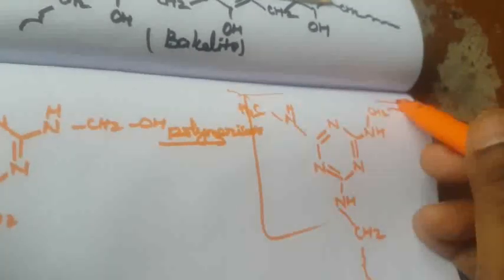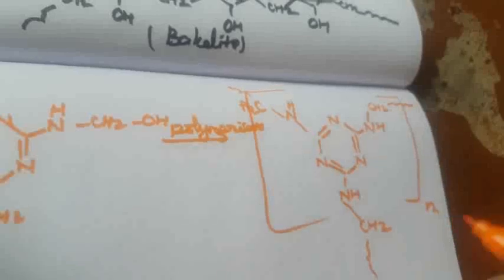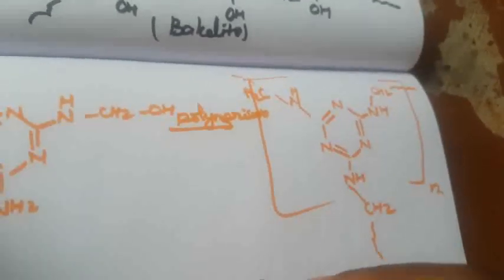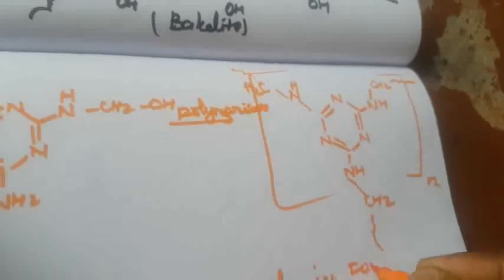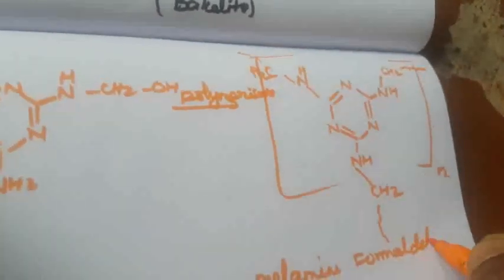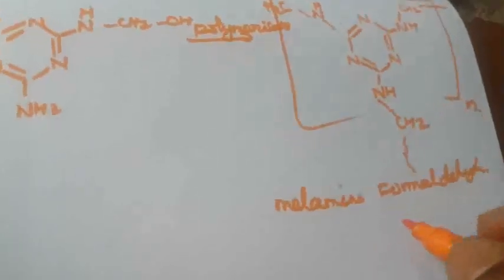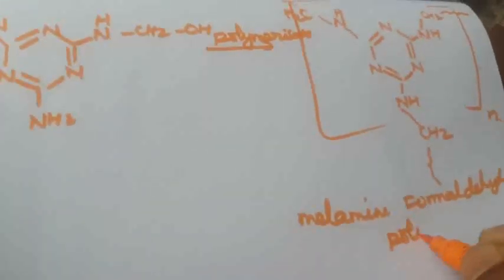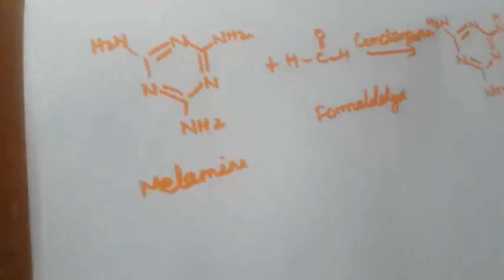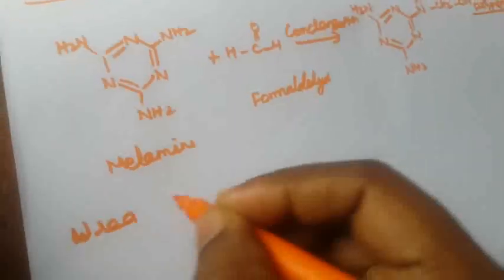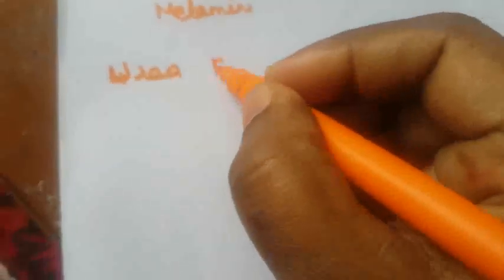This compound will be repeated n times. So this is called melamine formaldehyde polymer. The same compound, and how to prepare urea formaldehyde. This is called melamine. Next one is urea formaldehyde.